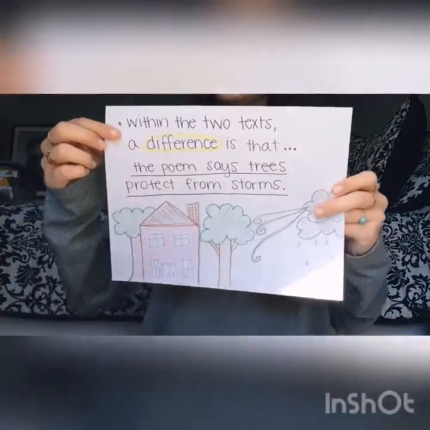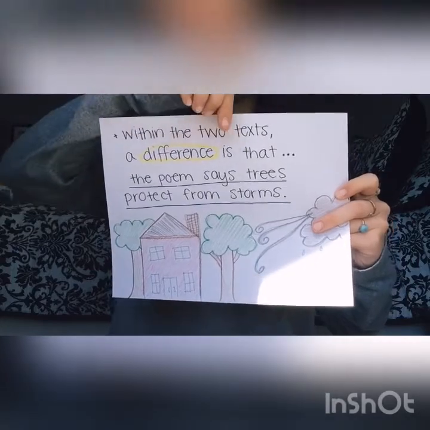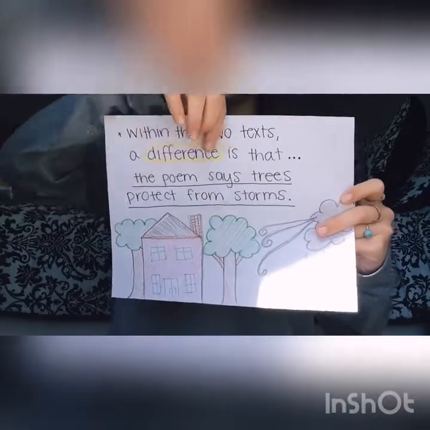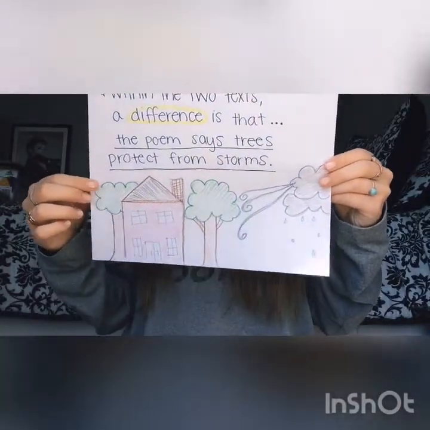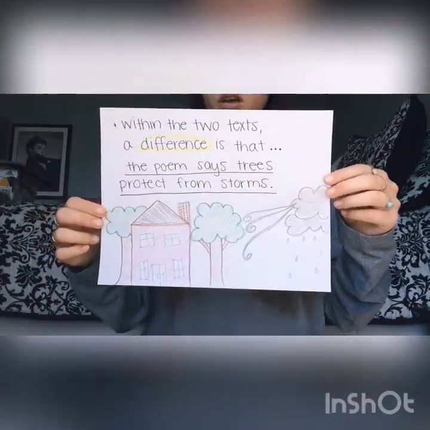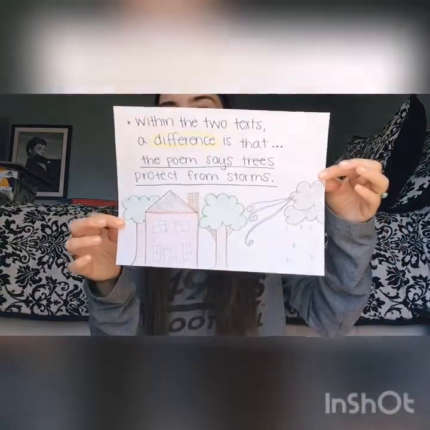So I filled in my sentence frame to say, within the two texts, a difference is that the poem says trees protect from storms. So that was something that only one of those texts talk about. And so that was my difference. And that is what you are doing for reading today. And after that, we are moving into word work.